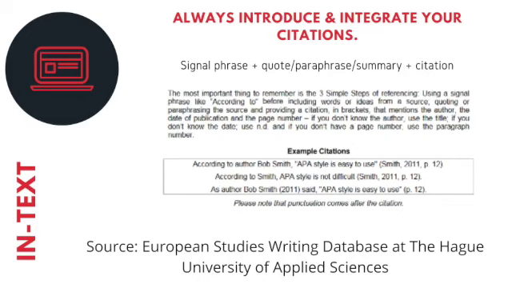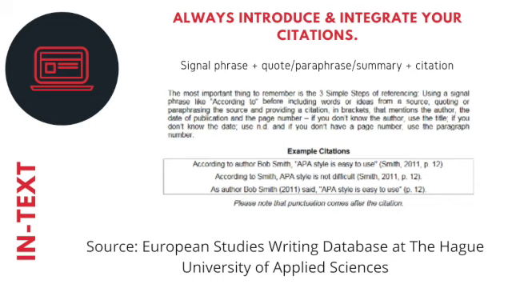So let's talk about how to use your in-text citation. Always introduce and integrate your citations into your paper, rather than simply saying something that requires a source and then plopping the in-text citation reference in terms of the author name and year in parentheses behind what you have stated. So you should start by using a signal phrase, such as according to, as stated by, studies show, and then follow it up with your direct quote, your paraphrase, or your summary, and then put your citation at the end.